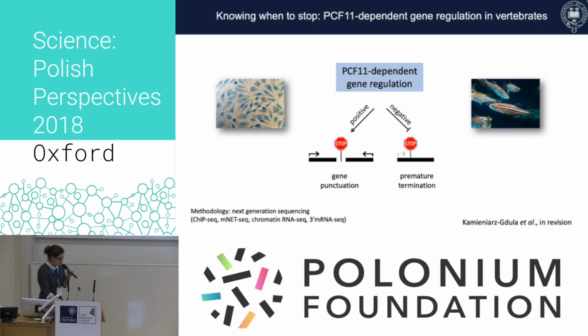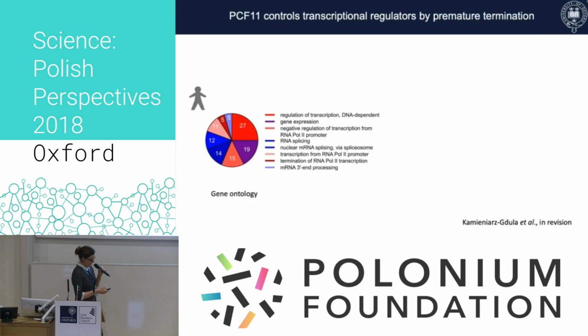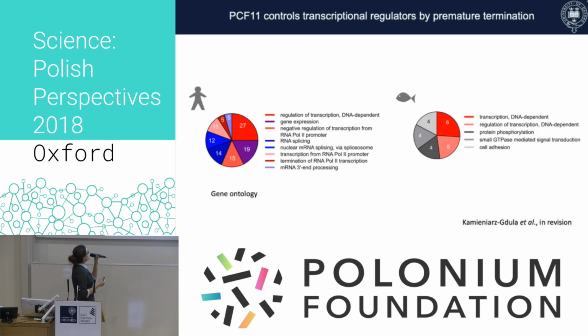Okay, so it turns out that those genes are not just some kind of random genes. There's a tendency, they tend to encode factors that are important to regulate transcription and also other aspects of gene expression. And this is true both in human cell culture, but also in developing fish. And in fact, in many cases, exactly the same gene is prematurely terminated in human and in fish.